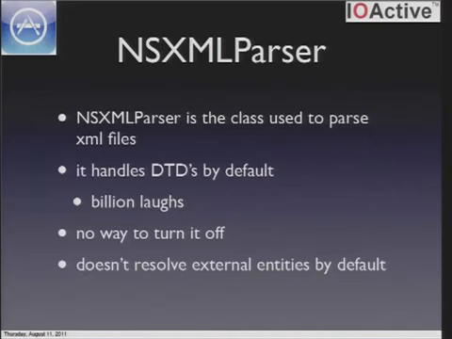Next up is iOS's XML parser. They have this thing called NSXMLParser, and NSXMLParser is obviously used to handle XML data. It handles DTDs by default, so it's vulnerable to billion laughs attacks. You can't turn this off. The one thing you do have is that it doesn't resolve external entities, but it will totally parse entities.